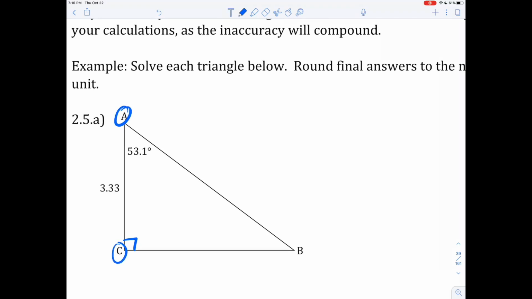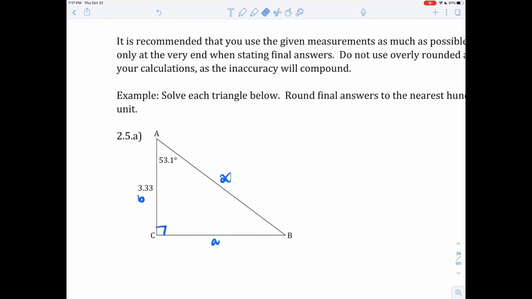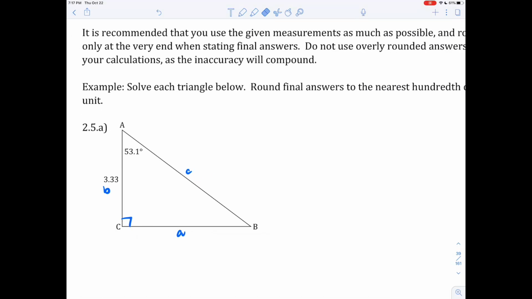However, given that this is labeled as A, B, C, the sides will also have the same names. So across from angle A will be side A. Across from angle B will be side B. And across from angle C will be side C. Do make sure that you are labeling those sides accurately, because if you're not, that would be bad for the overall mark. How did that X just pop up out of nowhere? That's fine.